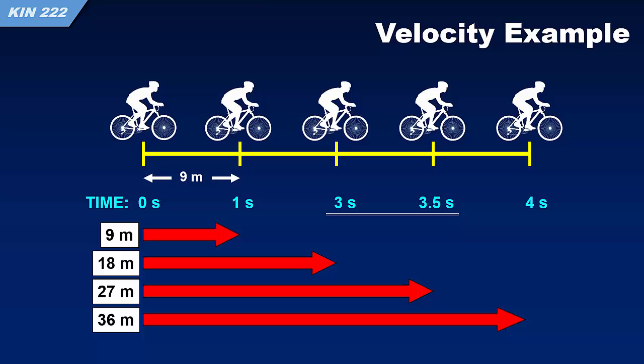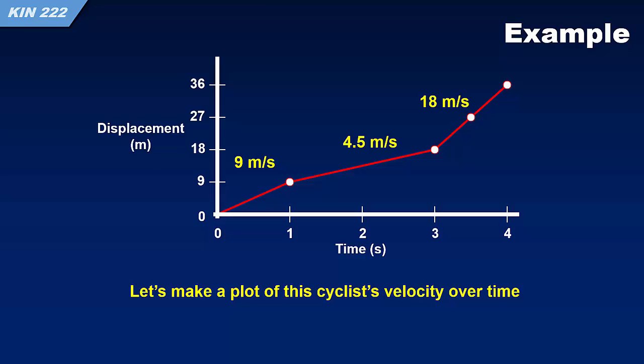So going back to our previous example, we looked at the cyclist and we calculated the cyclist velocity at different points in time along their run. What we'd like to do is now make a plot of the cyclist's velocity over time. So we have the displacement and we calculated the velocities at different times, and we'd like to now plot the velocity over time. So over that first second, from 0 to 1 second, the cyclist is going at 9 meters per second, and the slope is not changing across that first second.